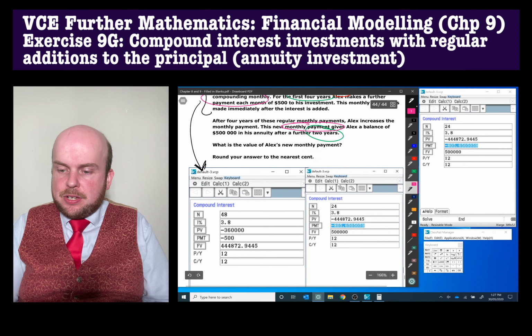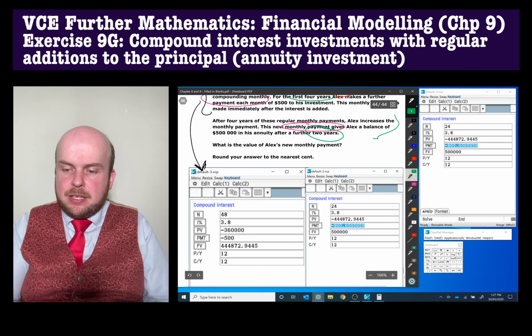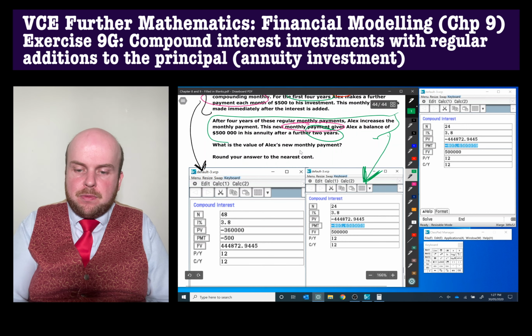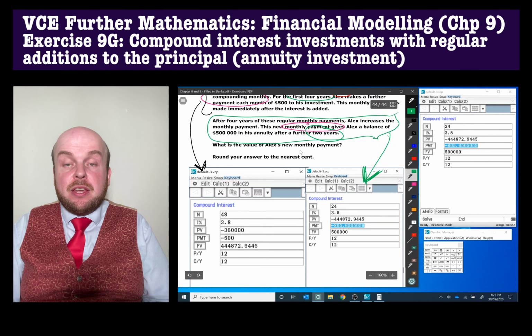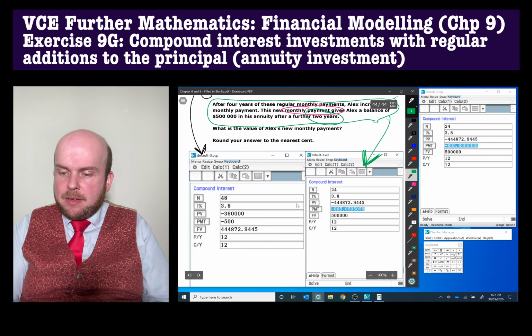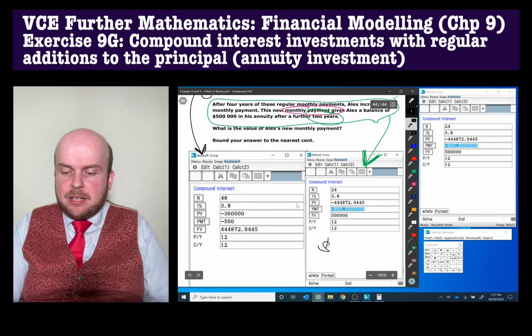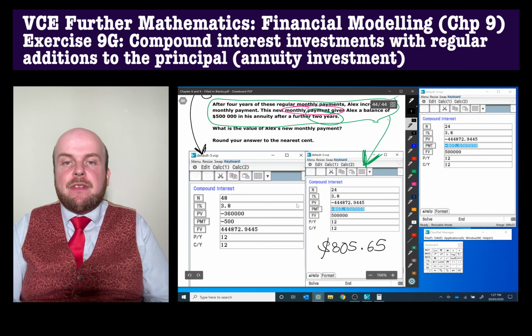And that calculation there is this paragraph here. That second paragraph is this one here. What's the value of Alex's new monthly payment? We have discovered that there. And so therefore, rounding the answer to the nearest cent is $805.65.